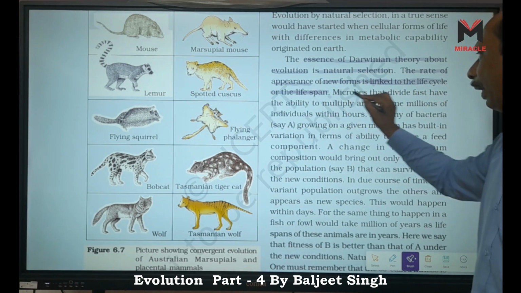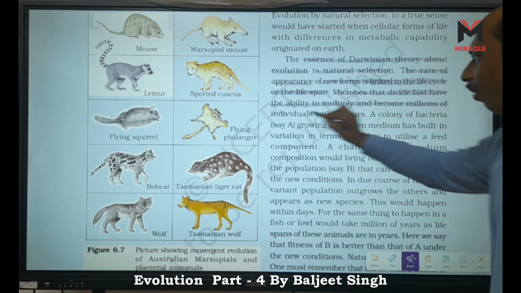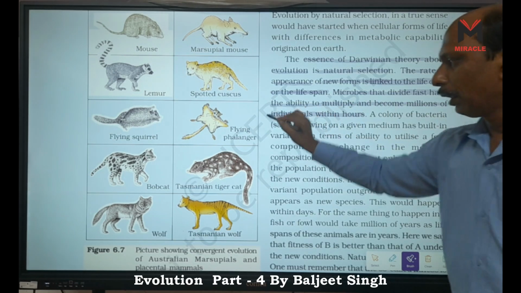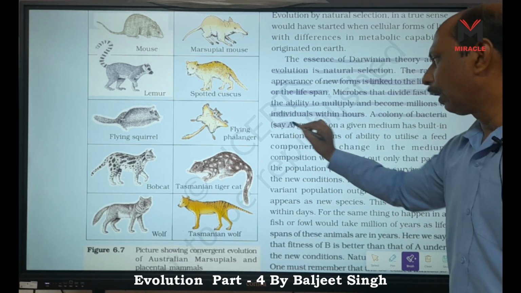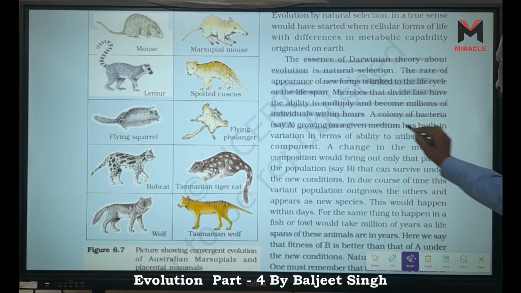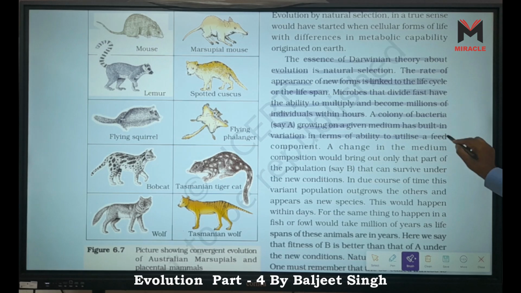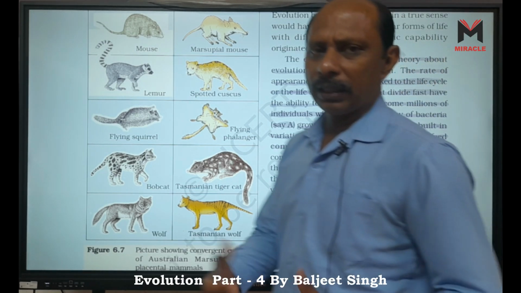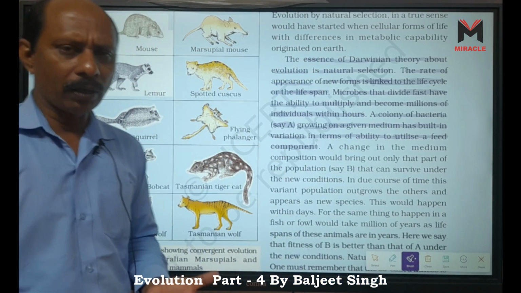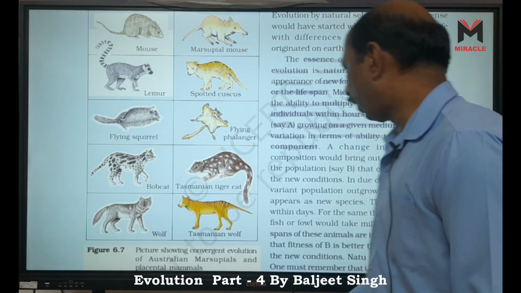Microbes that divide fast have the ability to multiply and become millions of individuals within hours, right? A colony of bacteria, say A, growing on a given medium has built-in variation in terms of ability to utilize a feed component. It is totally dependent. If we provide them nutrients, then they show exponential growth. They can grow very fast, right?